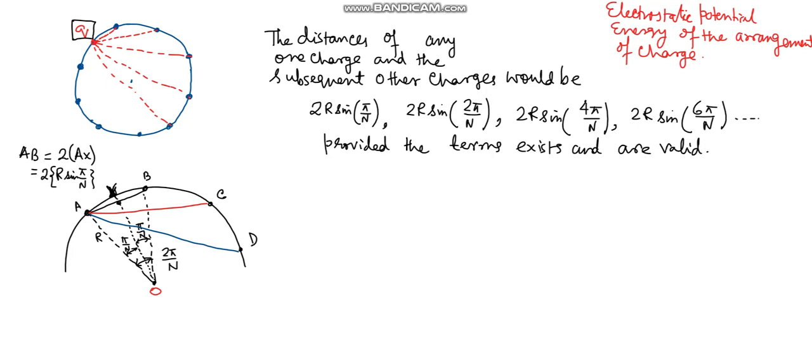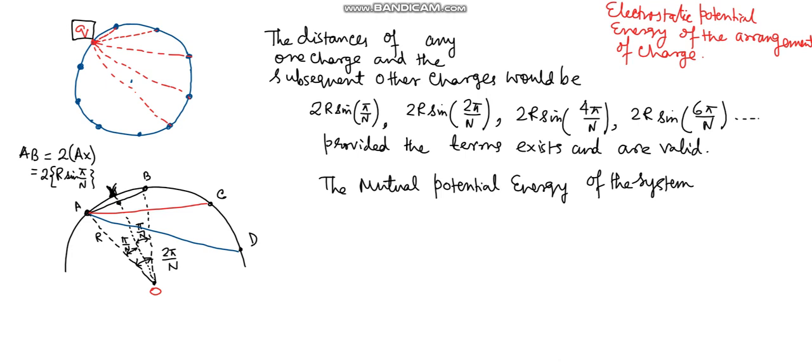So now the mutual electrostatic potential energy of the system. Basically, this mutual electrostatic potential energy of the system is the work done in forming the system. That is what was asked, what is the work done in forming the system.